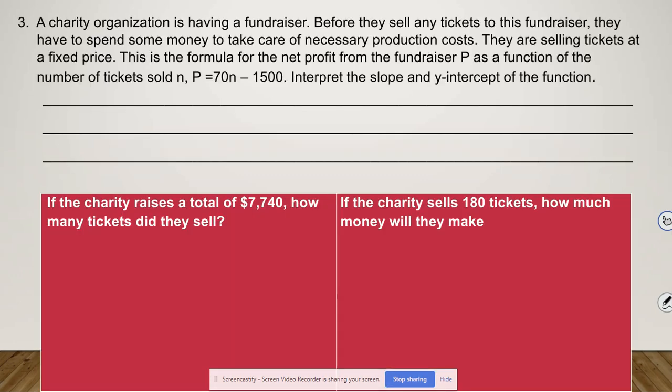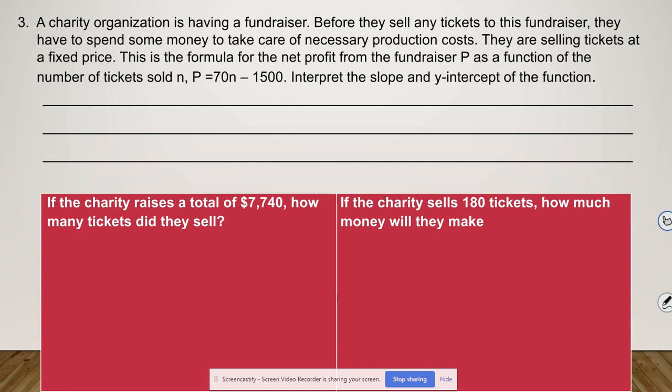Next, a charity organization is having a fundraiser. Before they sell any tickets to this fundraiser, they have to spend some money to take care of necessary production costs. Production costs is the money you have to spend to get the party up and going. They're selling tickets at a fixed price. This is the formula for net profit. Net profit is how much money you actually make from the fundraiser as a function of the number of tickets sold. So P equals 70n minus 1500. Again, interpret the slope and the y-intercept of the function.